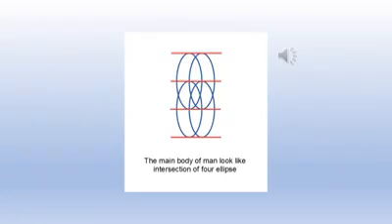Just now we talked about the cross section of the body. How about the elevation? You look at the body; that also you have to be very careful. The main body of a man looks like an intersection of four ellipses. On top the thorax, the chest is bigger, then slims down to the waist, and then expands again in the hip. So it looks like the intersection of four ellipses. That is also very important. You must always study this.